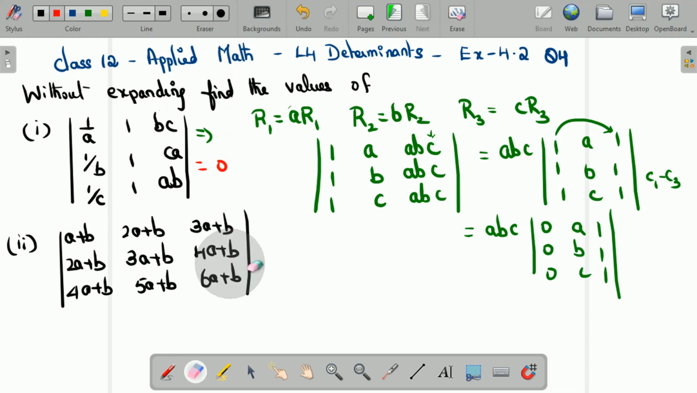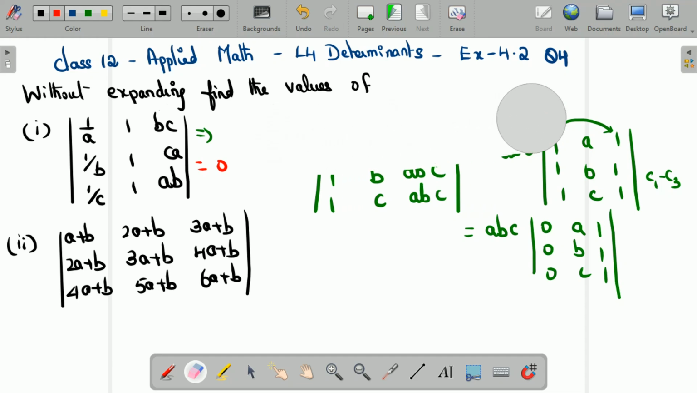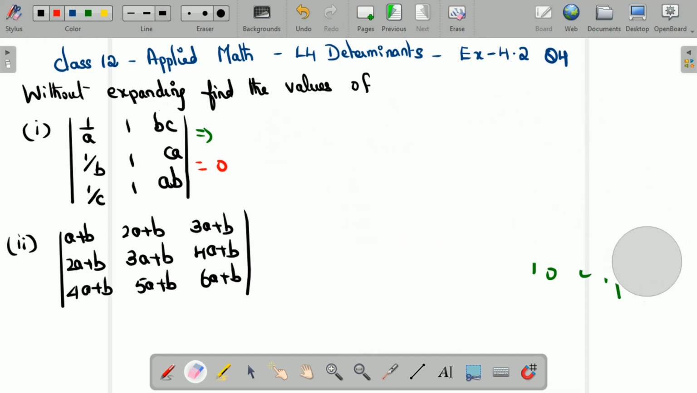Now let's take up the second determinant. In this case, let's see how we can write the transformation. So I'm writing C2 is equal to C2 minus C1. So this is my transformation here. And C3, I'm going to write this as C3 is equal to C3 minus C2.